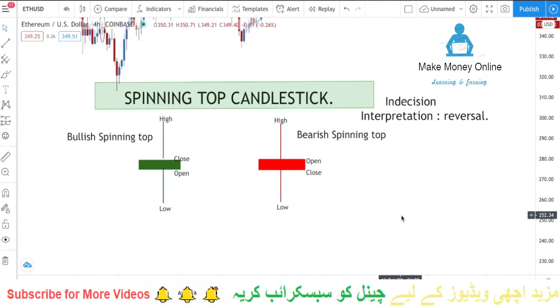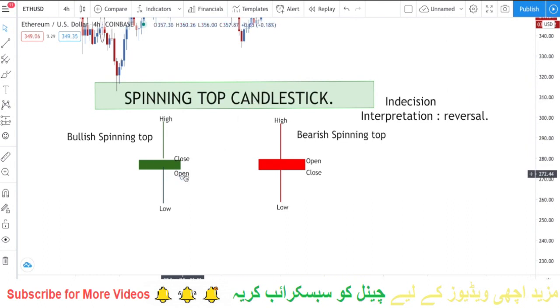As we have discussed in the previous lecture, what are candlesticks? This is the spinning top candlestick. The spinning top candlestick has a short body, which means that the opening price is very close to the closing price of a pair. Spinning top has long wicks, which means that, as you can see in this diagram, the sellers tried very hard to drop the price, but they couldn't sustain the price, hence the price closed back.